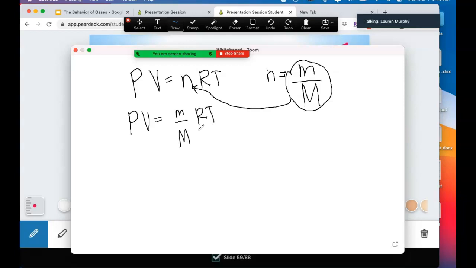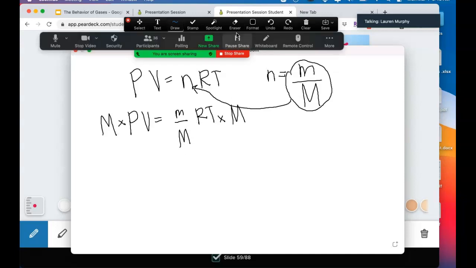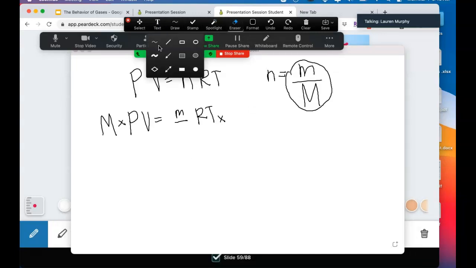And then what are we trying to solve for? Well, this problem is asking you for molar mass. So molar mass is in the bottom right now. I don't want it in the bottom, so I'll multiply both sides by molar mass. Okay? So now molar mass is gone from the bottom. And then I want to get the molar mass by itself. That's the whole point, because that's what I'm solving for. So I'm going to divide both sides by PV.